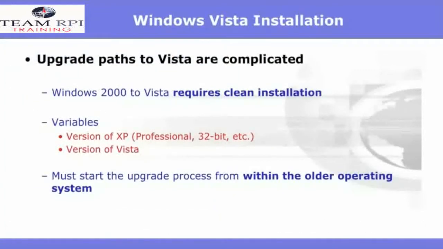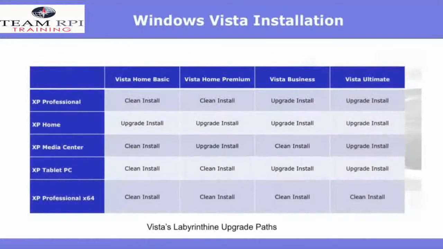The upgrade paths to Microsoft Vista are a bit more complicated. For instance, if you're upgrading from Windows 2000 to Windows Vista, it requires you to do a clean installation. However, if you're upgrading from a version of Windows XP like Professional or another version of Windows Vista, you must start the upgrade process from within the older operating system. Here's a handy chart to help you keep it all straight.